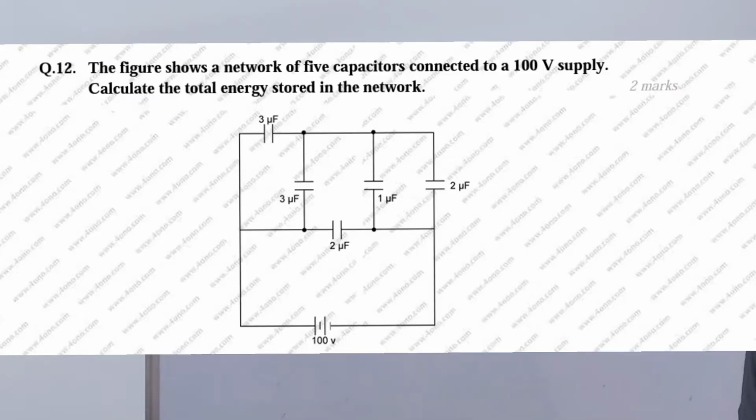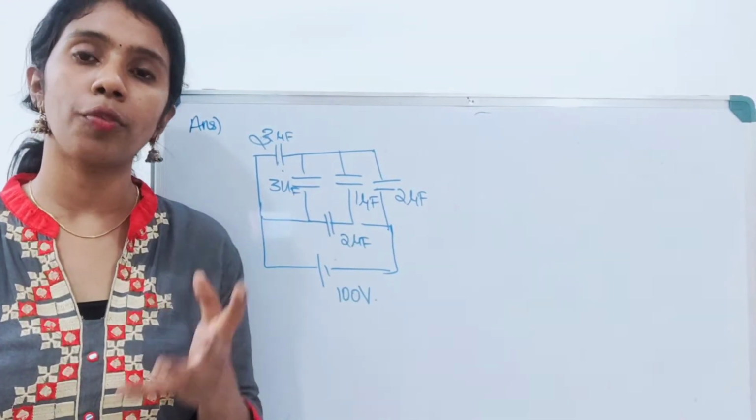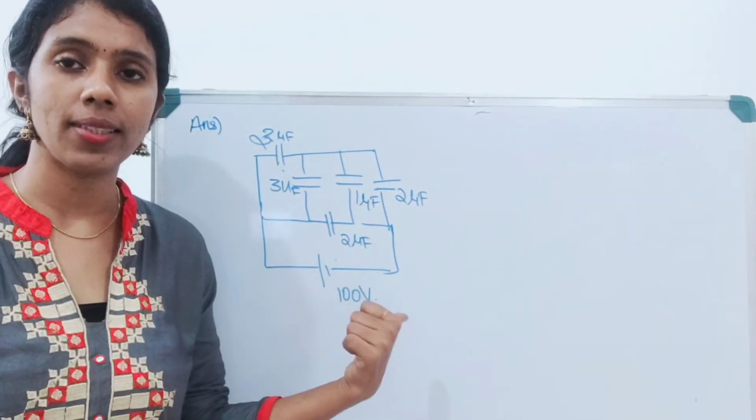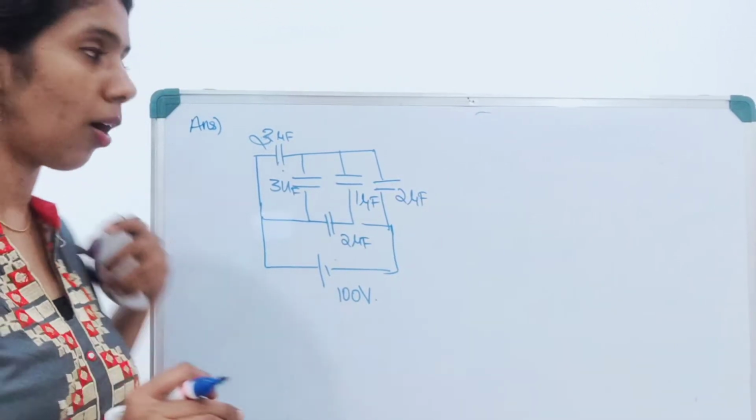A 2 mark question. The figure shows a network of 5 capacitors connected to a 100 volt supply. Calculate the total energy stored in the network. Here there is a figure of a combination of 5 capacitors, which is connected to a 100 volt power supply. Here you have to find the total energy stored in this combination.